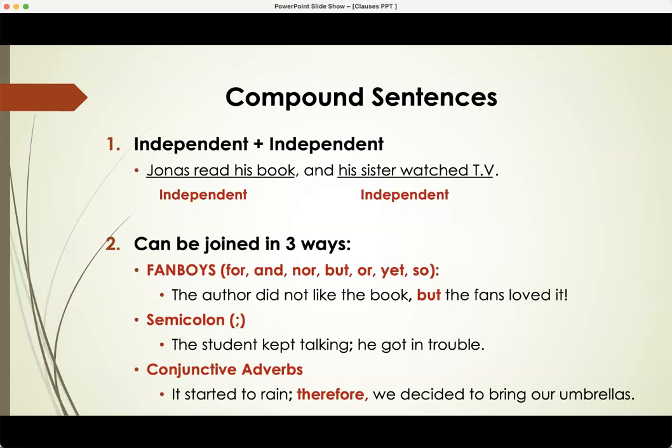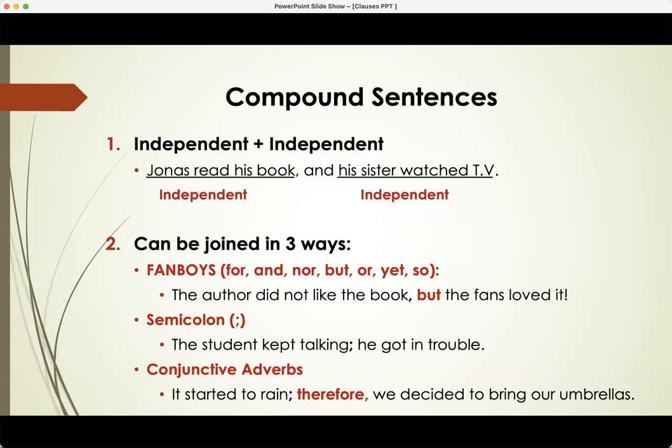I can say Jonas read his book and stop. And that would make perfect sense and it would be grammatically correct. I don't need any more information to understand the idea. The idea is complete. So it's an independent clause, and the same thing for the second clause, his sister watched TV. Now, independent clauses can be joined in one of three ways.